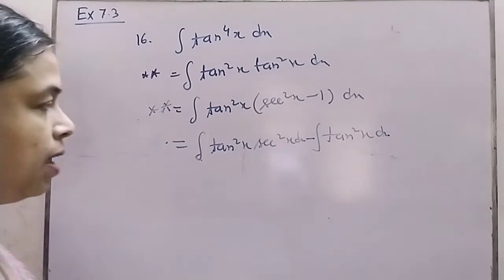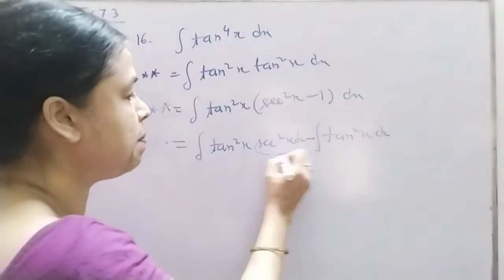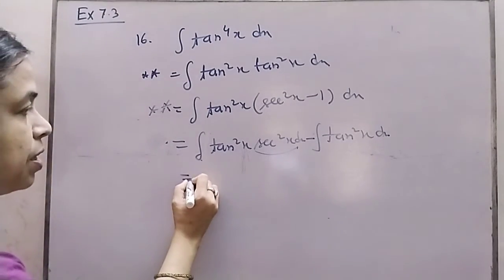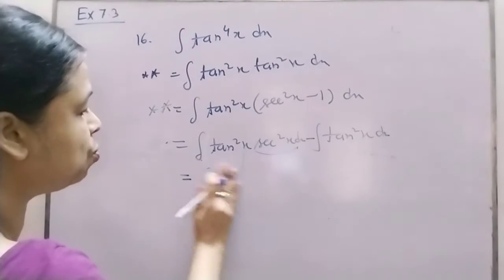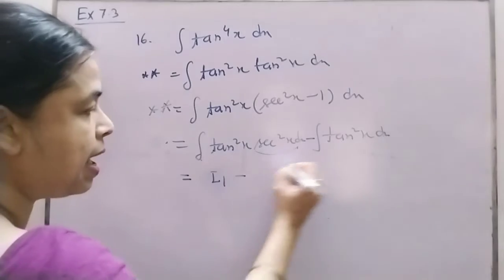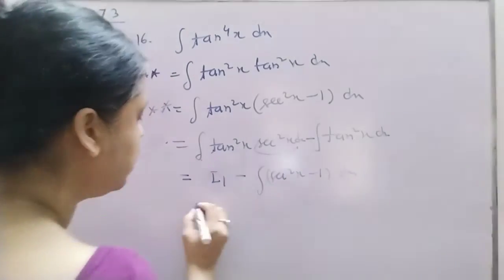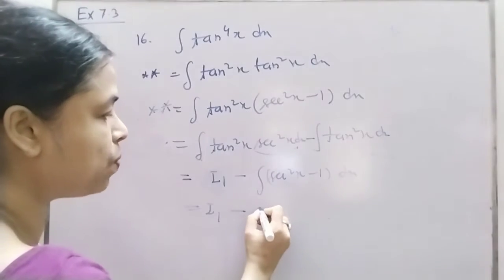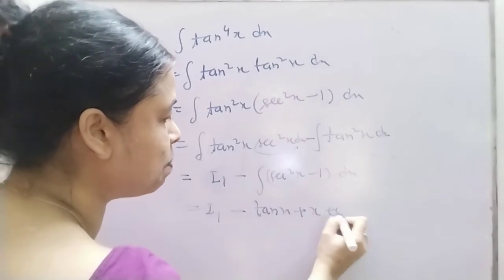Then you see, the derivative of tan x is sec square x, so substitution can be used, and this is integrable, right? So here I have to use substitution for one, and the other is integrable. I just keep it like this. I will write this as I1, meaning the integral. The other can be written as sec square x minus 1 dx. This is integrable, I just do it later on. Integration of sec square x is tan x, integration of dx is x, so minus tan x plus x plus c.